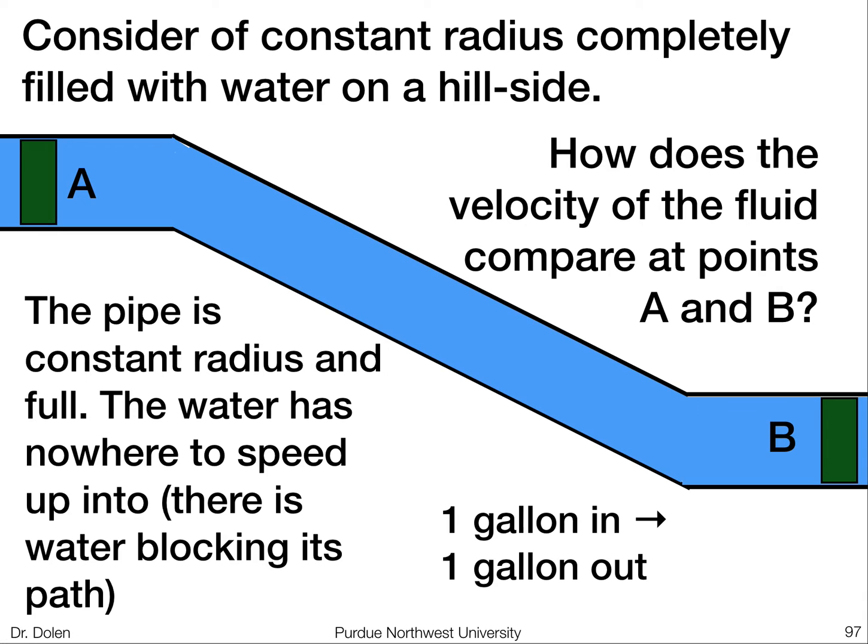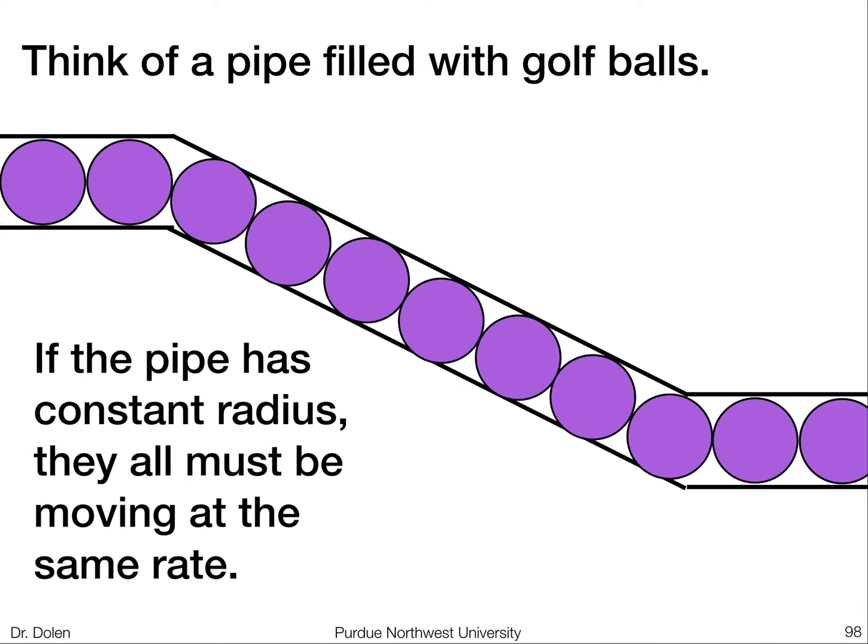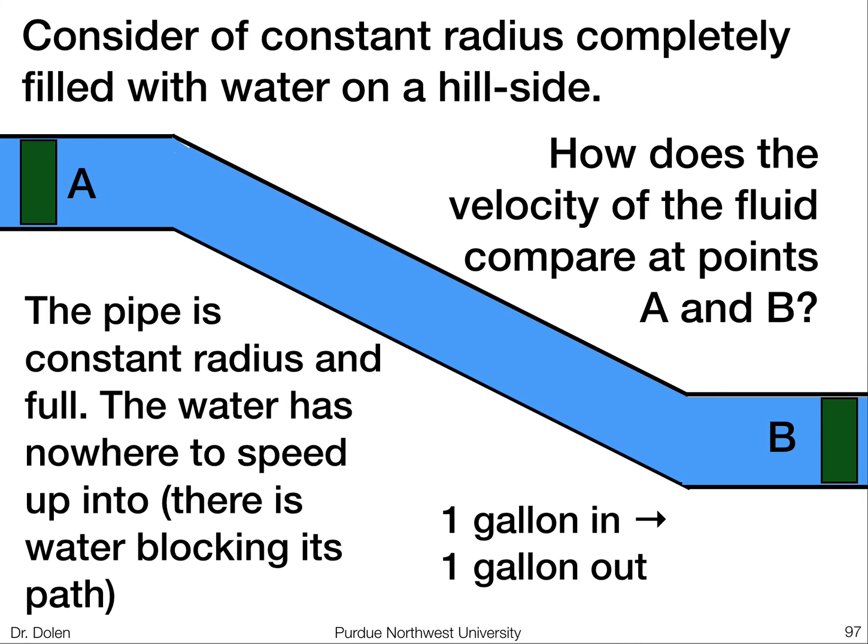A nice way to think about this is just thinking of a pipe filled with a bunch of solid objects, like fill the pipe with golf balls. If I put 1 golf ball on one side of this pipe, a golf ball has to pop out the other side of this pipe. And every single golf ball in this pipe has to move at the same speed. The golf balls can't speed up going down the hill because there are all these golf balls in front of them. It's the same thing with a fluid. The water in this part of the pipe can't speed up down the pipe because there's all this fluid in front of it. It's incompressible fluid.